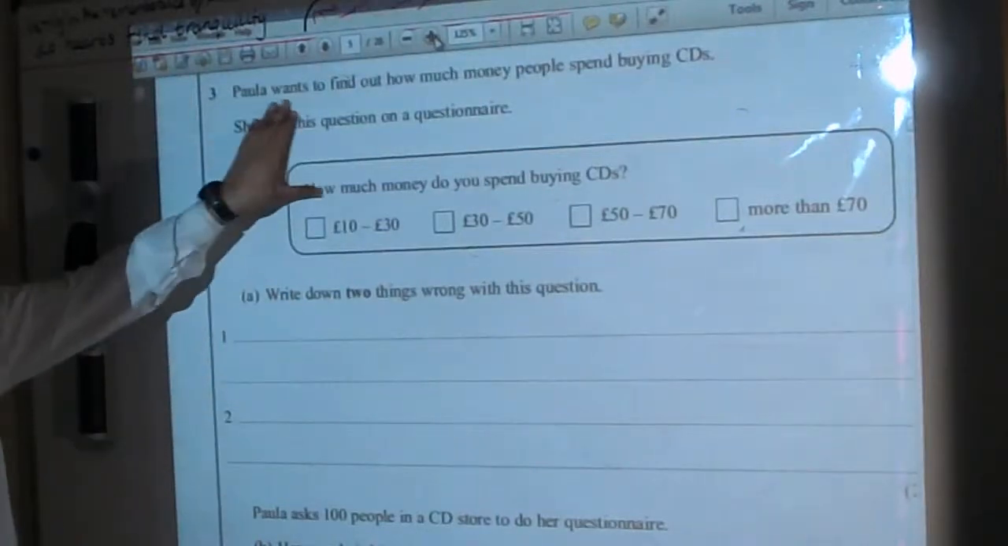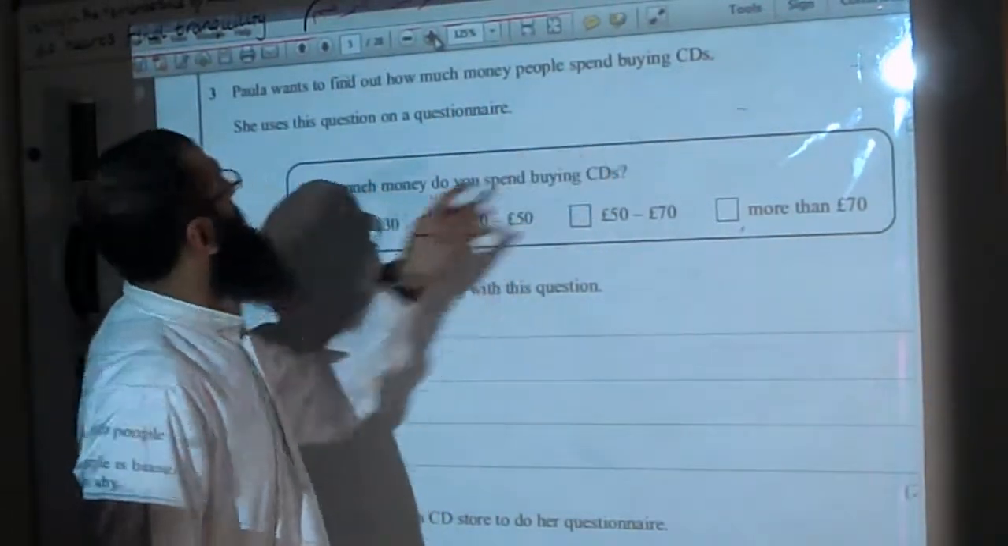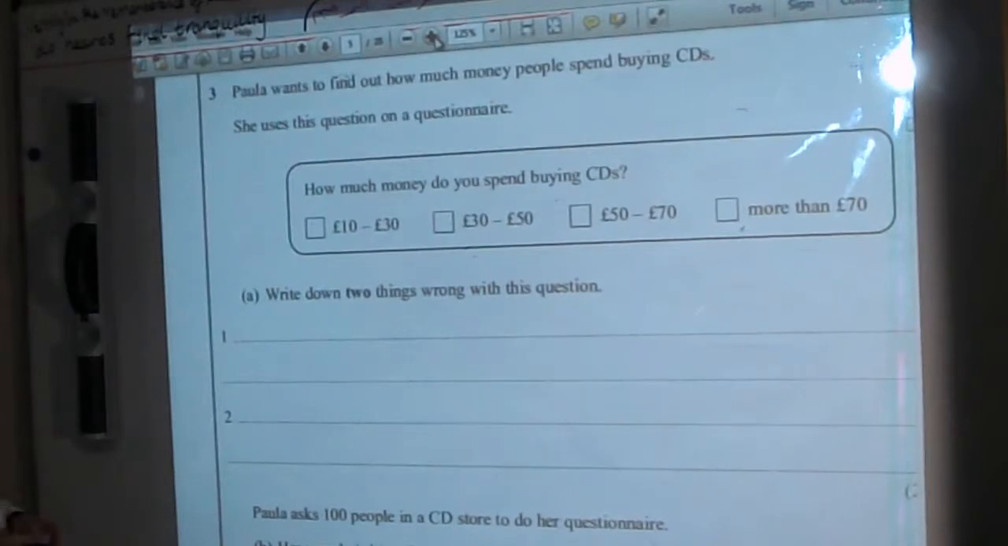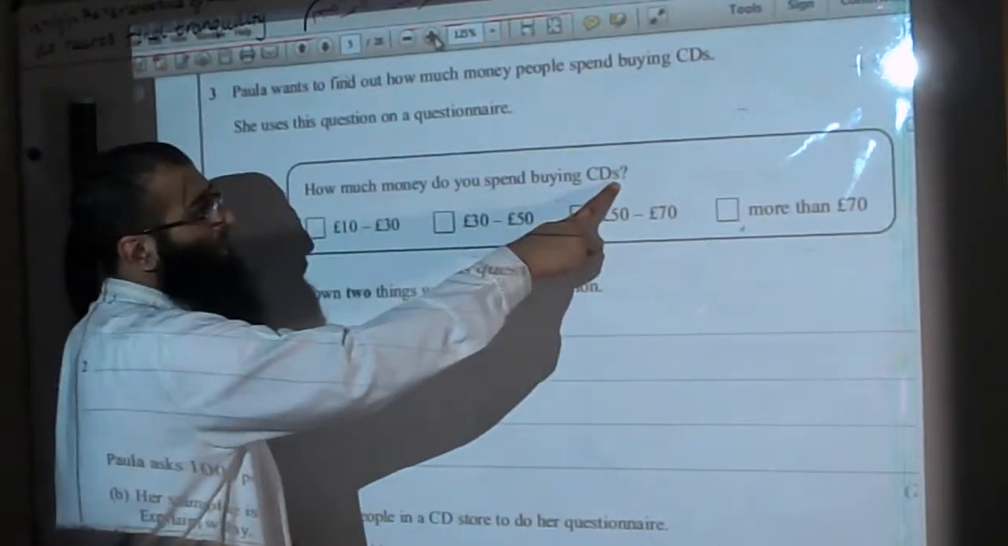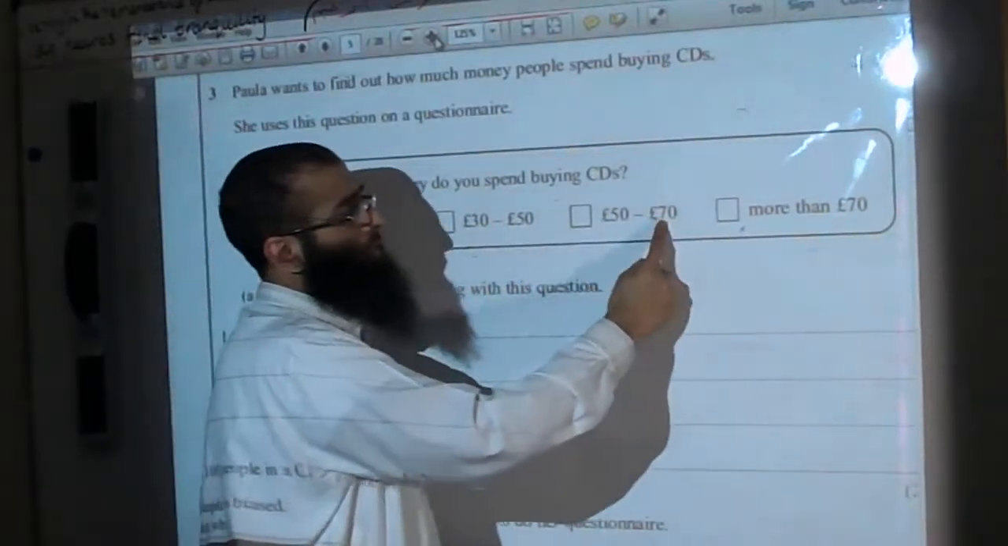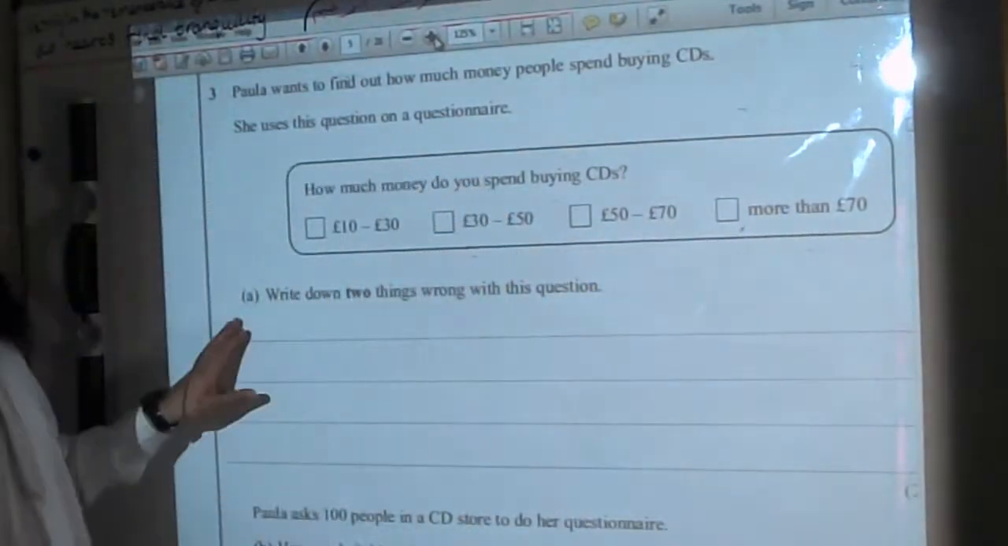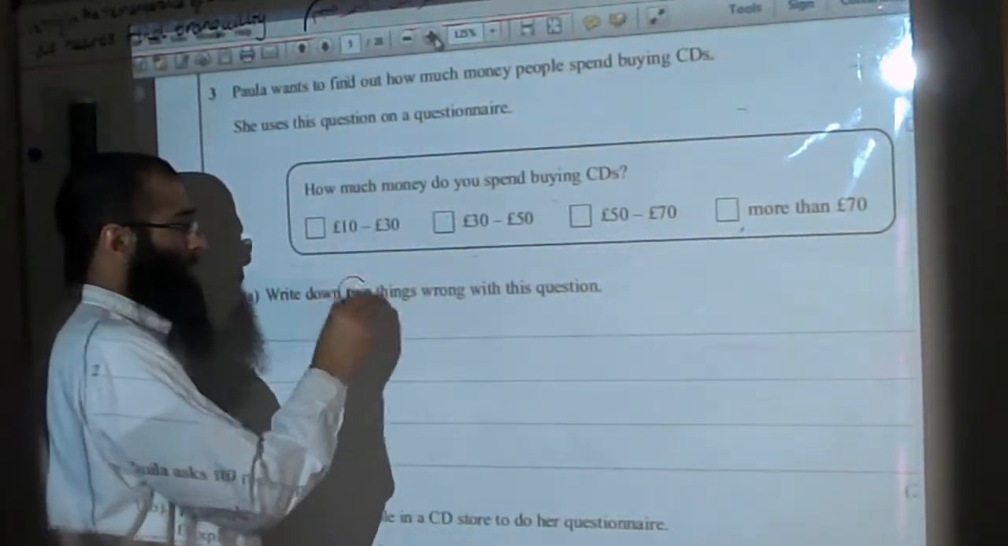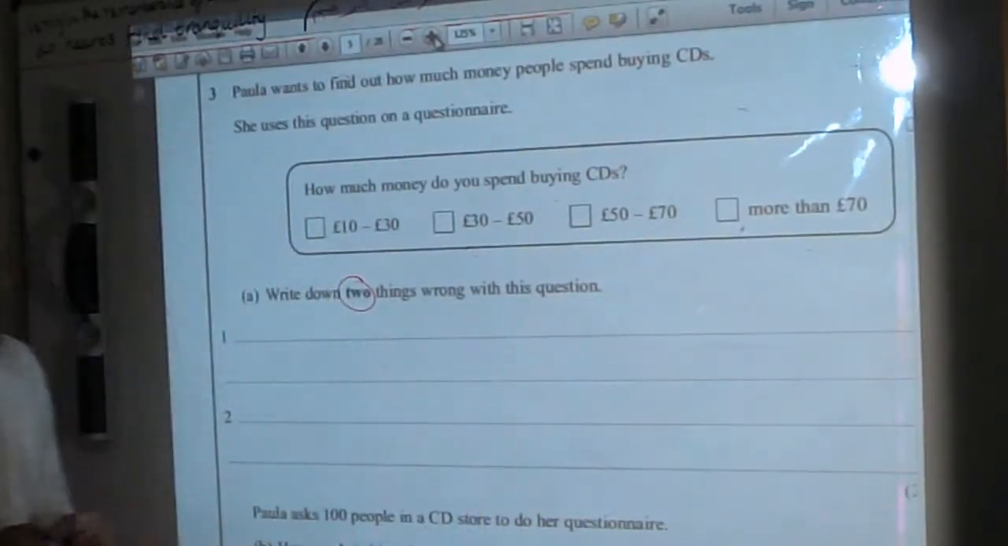Question 3. Paula wants to find out how much money people spend buying CDs. She uses this question on the questionnaire: How much money do you spend buying CDs? 10 to 30, 30 to 50, 50 to 70, or more than 70. Write down 2 things wrong with this question.